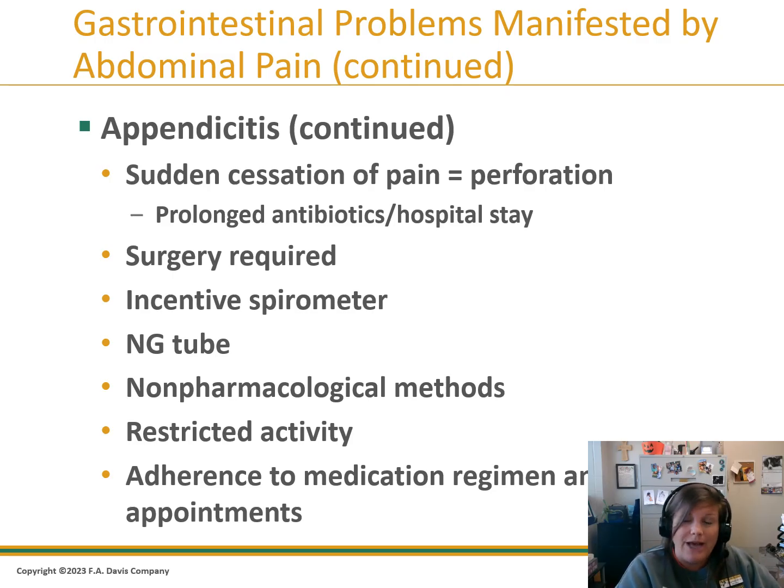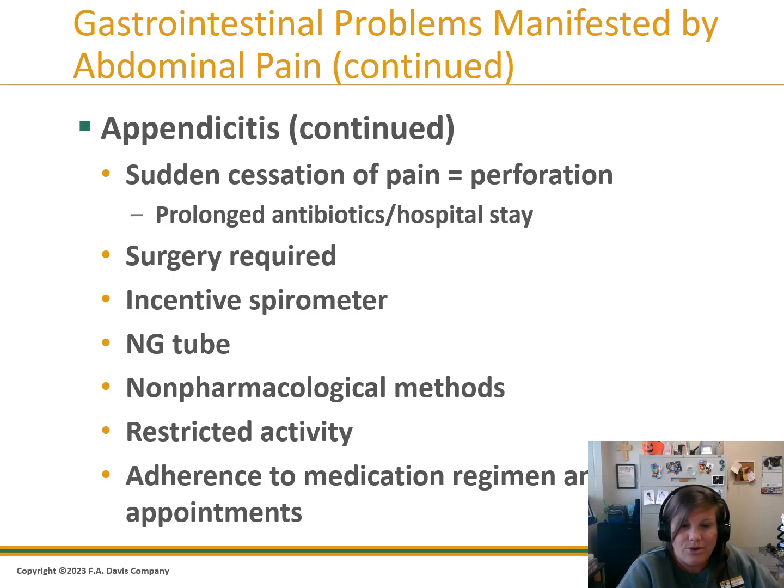So the NG tube, that would only be applicable in this scenario of a perforated appendix. It would be kept on low, intermittent to continuous suction, where it's helping to remove any remains of infection in the abdomen.